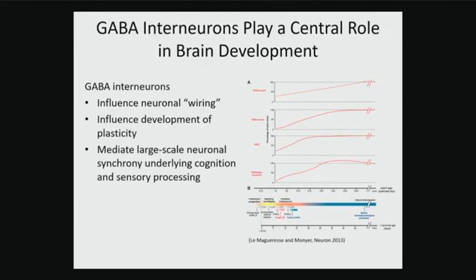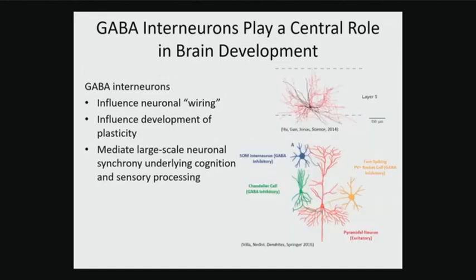So let me start off with a little bit of intro about brain development, okay? So first thing is that GABAergic interneurons play a central role in brain development. It turns out that they can actually influence neuronal wiring. They definitely influence the development of plasticity throughout the course of development. And functionally, what they do is they mediate large-scale neuronal synchrony that underlies cognition and sensory processing. And I want to point out one of the key players in this GABA interneuron story, which is the fast-spiking PV-positive basket cells. So these cells in particular are thought to play a crucial role in all of this.